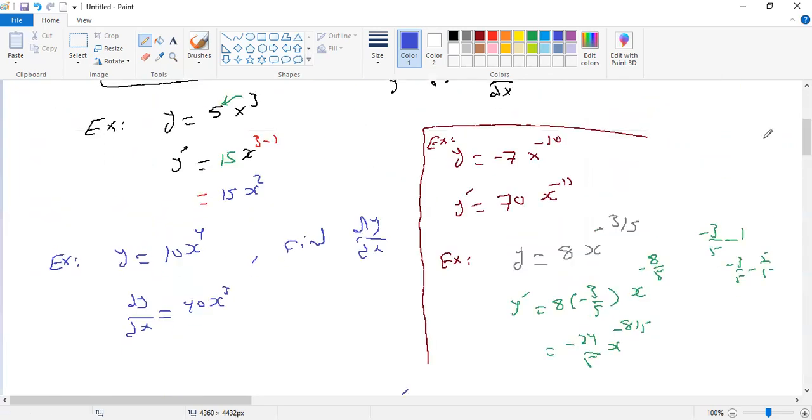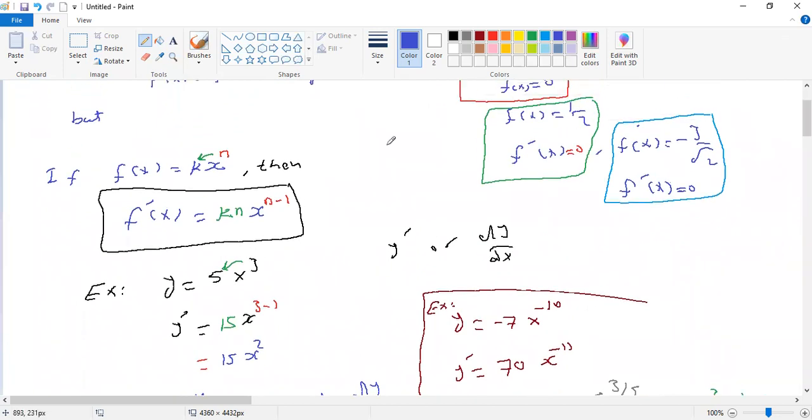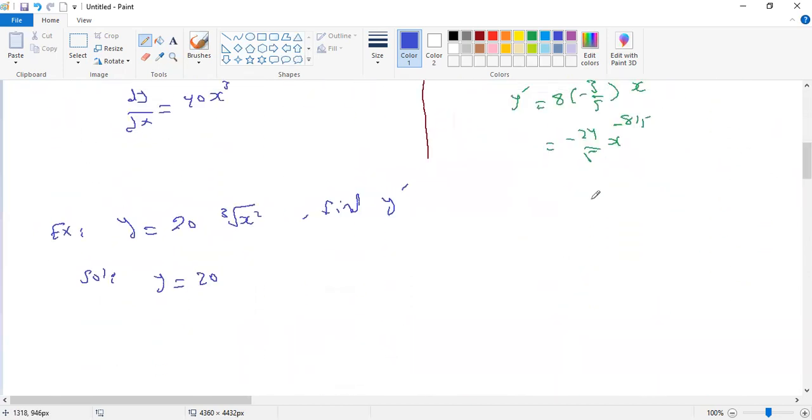Again, look at the rule. The rule is k, a constant, times x to the power n. Here we have a 20. But what about x? Here there is a root, so we have to write it as a power n. After the n change, write the power. If I have a radical, x to the power m, and let's assume here I have the nth root, not only square, n may be 2, 3, 4, 5.